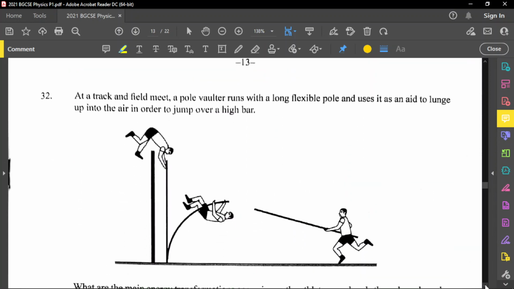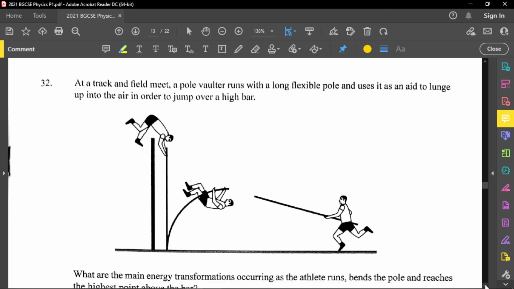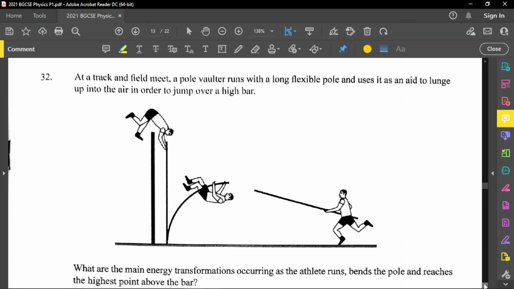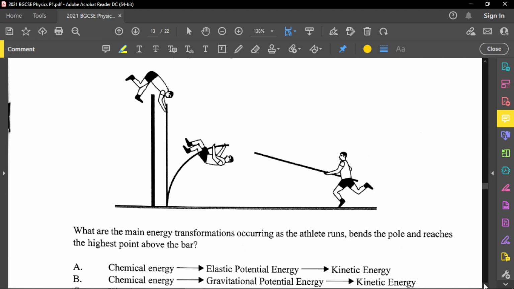Question number 32 said: at a track and field meet, a pole vaulter runs with a long flexible pole and uses it as an aid to lunge up into the air in order to jump over the high bar. So if you look at the diagram carefully, as he starts to launch over the bar, there is a vault that actually helps him to do that.